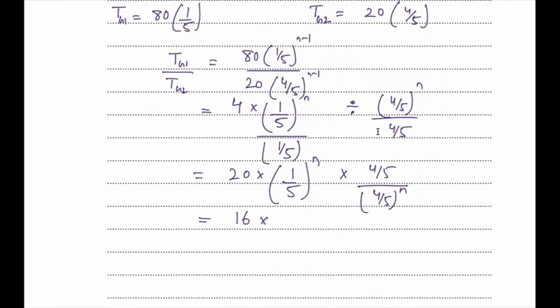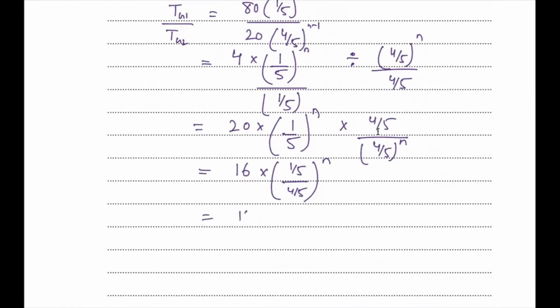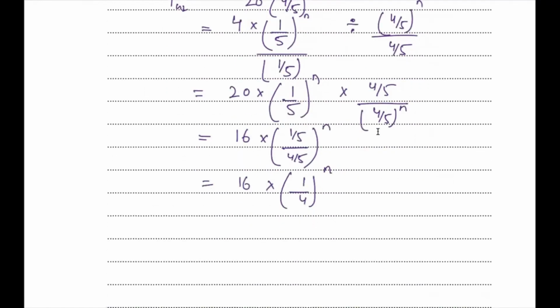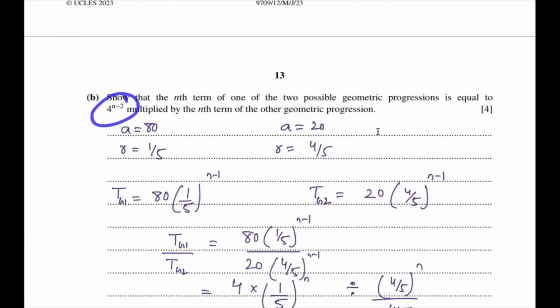And 1 upon 5 to the power of n divided by 4 upon 5 to the power of n is the same as 1 upon 5 divided by 4 upon 5 to the power of n. And 1 upon 5 divided by 4 upon 5 is 1 upon 4. So the question said to represent this in the form of 4 to the power of n minus 2.